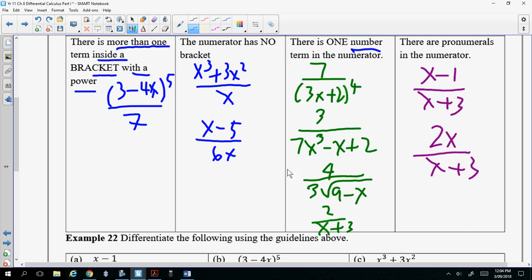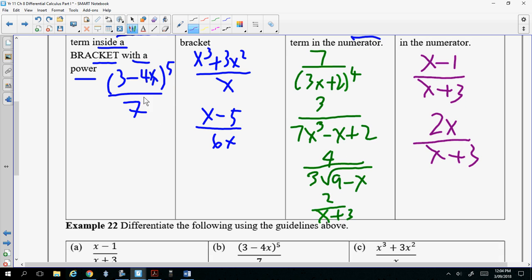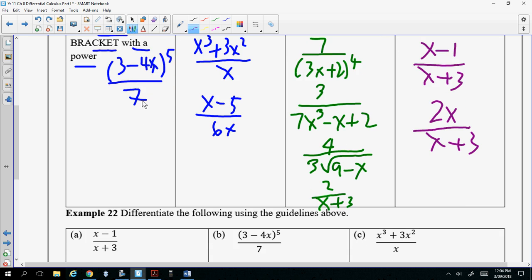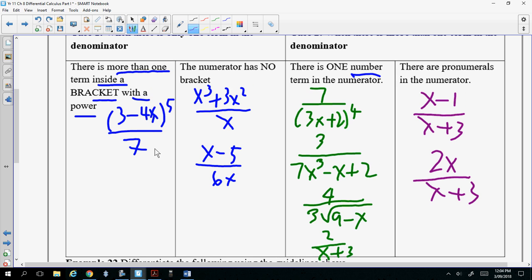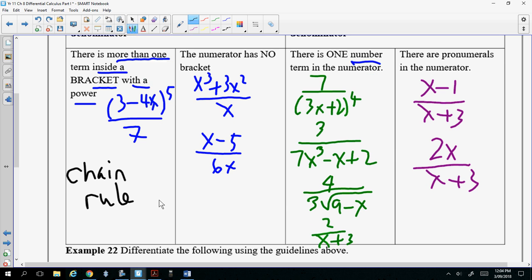Let's look at the first one. It's a fraction, but you do not need the quotient rule, you can just use the chain rule. So this one, I'm going to write down chain rule. This one, you also use the chain rule. So basically, use the chain rule whenever you have a single number on the top or a single number at the bottom.